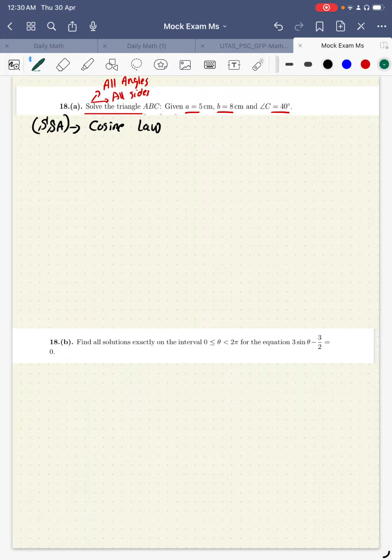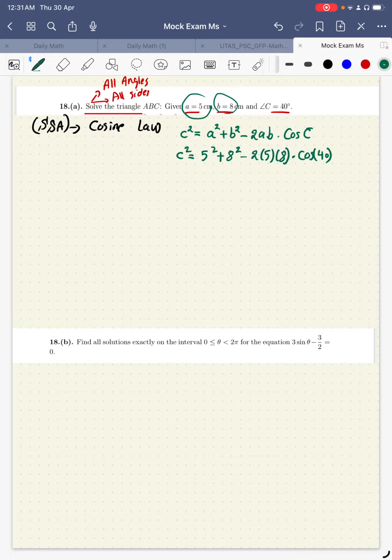So remember, the cosine law has many different forms, but what we're going to use now is c squared equals a squared plus b squared minus 2ab times cosine of C. As you can see, we can find small c because we already have small a, small b, and also the capital C. Small a is given as 5, so I have 5 squared plus 8 squared, since small b is 8, minus 2 times 5 times 8 times cosine of capital C, which is 40.